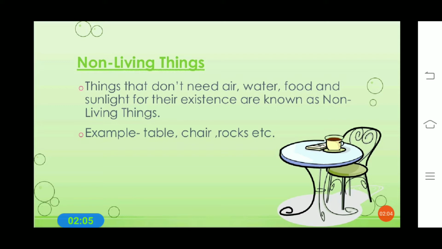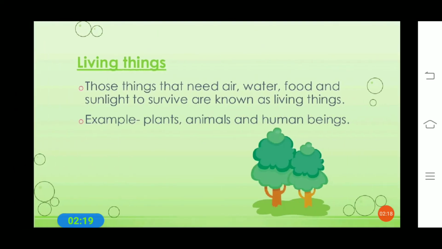The things that we can see surrounding us, we can classify as both non-living and living things. For example, non-living things that we can see here are table, chair, rocks, anything that you can take. And living beings are the plants, animals and human beings.